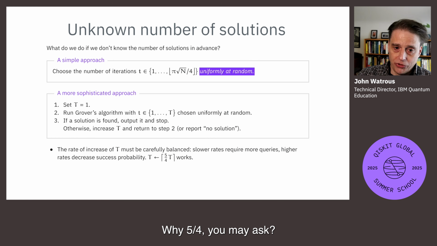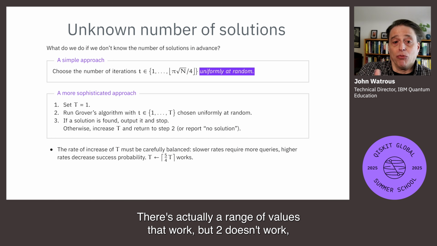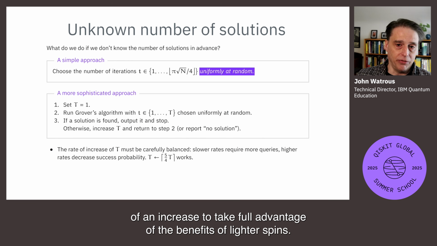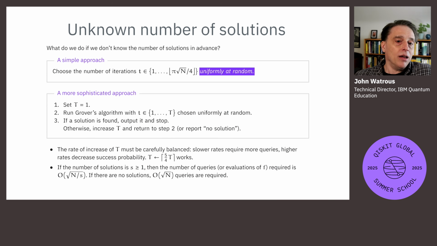Why 5/4, you may ask? Well, it's just a number that works. There's actually a range of values that work, but 2 doesn't work, for instance. Doubling t each time is too fast of an increase to take full advantage of the benefits of lighter spins.